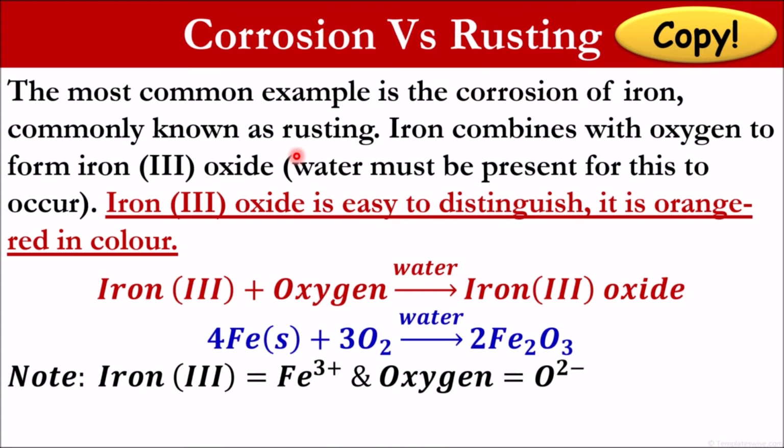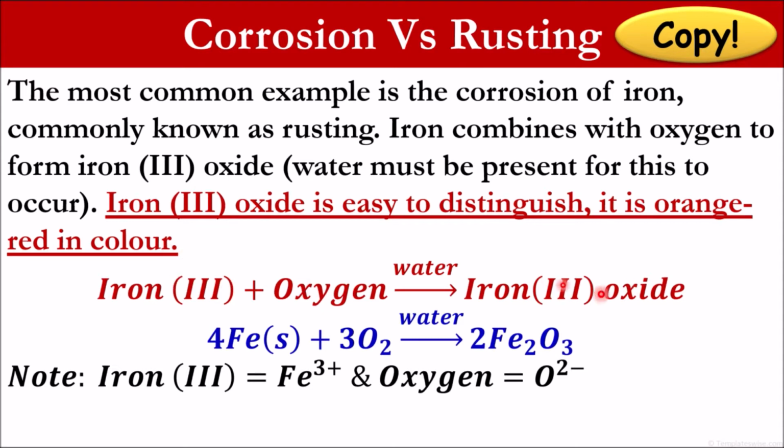One of the terms people might confuse is corrosion and rusting. They actually represent two different things. Corrosion in iron is what we call rusting. So rusting is a type of corrosion, but it doesn't represent all types of corrosion. It only represents corrosion in iron metal. So what's actually happening here is iron will combine with oxygen to form iron 3 oxide. Water has to be present for corrosion to occur, as we talked about before. Iron oxide is really easy to distinguish because it has this orange-red color.